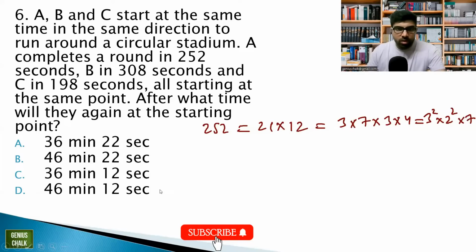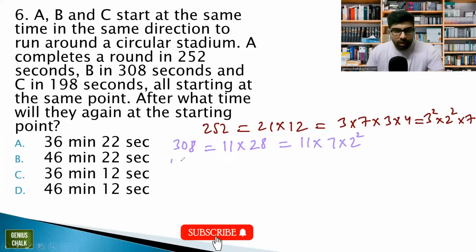Now come to the next. What is next? 308. Which number are you seeing it to be cancelled by? 11. So 11 into 28, 11 8s are 88. So 11 into, this becomes 7 into 4, and 4 becomes 2 square.